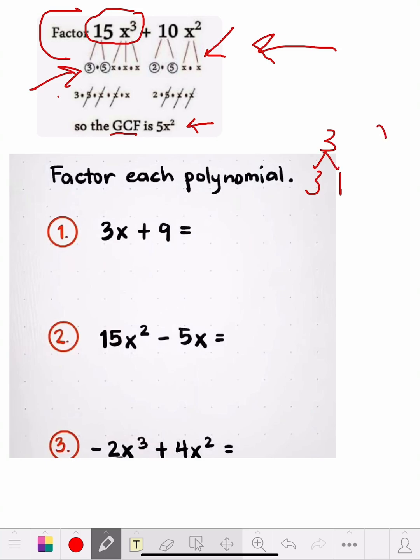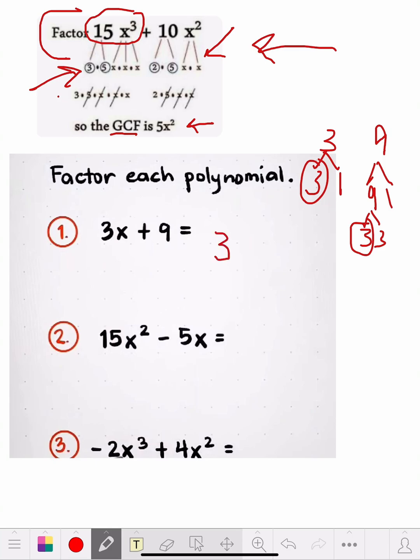Now a 9. What are the factors of that? The factors are 9 and 1. But the 9 can be broken into 3 times 3. So we already know the common factor is 3. It's in both of them. So let's pull out the 3.